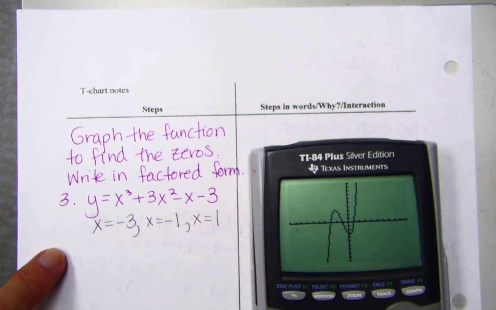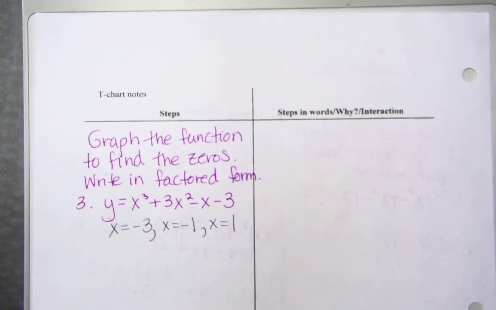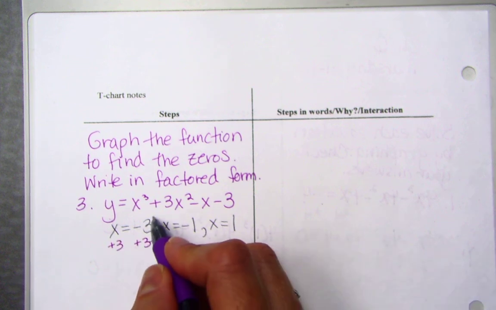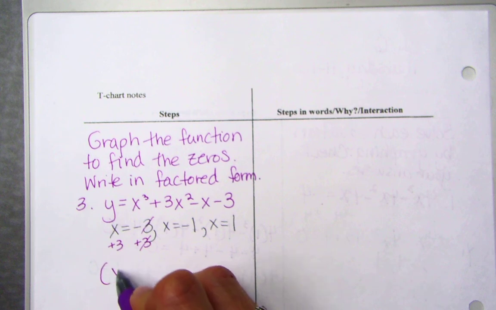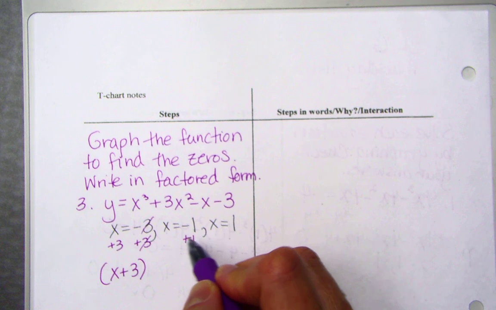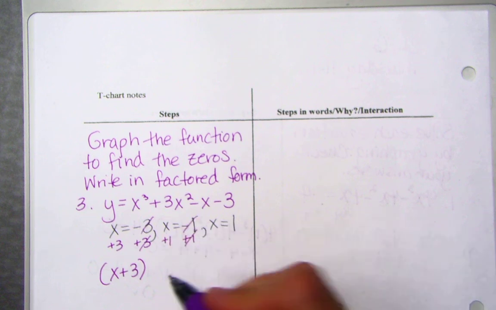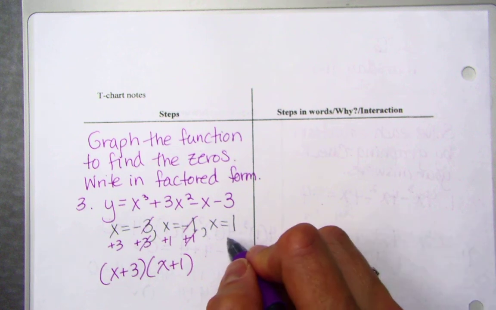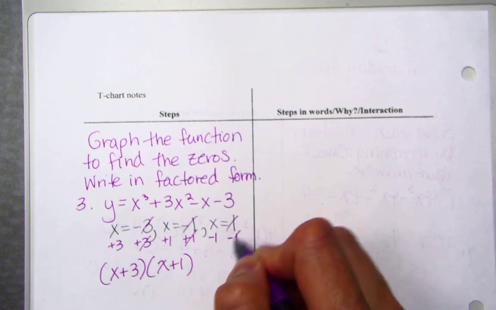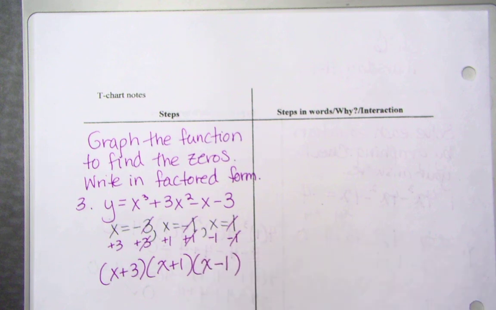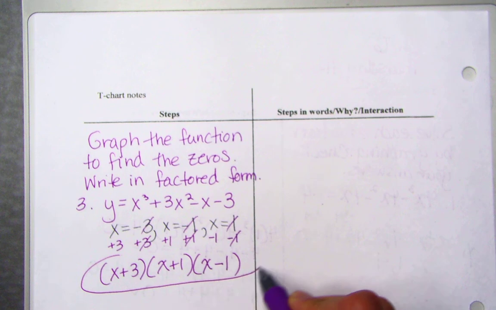All right. Now, those are my zeros, but that's not in factored form. Remember to change these to factored form. We're going to move these onto the other side. So one factor is going to be x plus 3. This one, we're going to add 1 to both sides. This factor is going to be x plus 1. And here we're going to take away 1 from both sides to move that over. And that would be x minus 1. And that would be our answer.